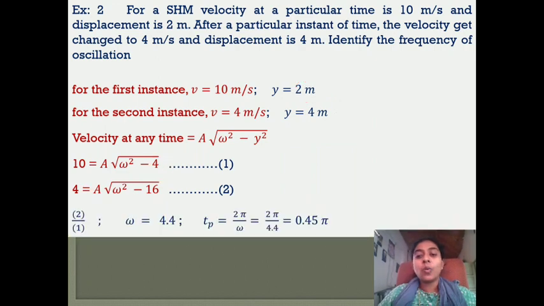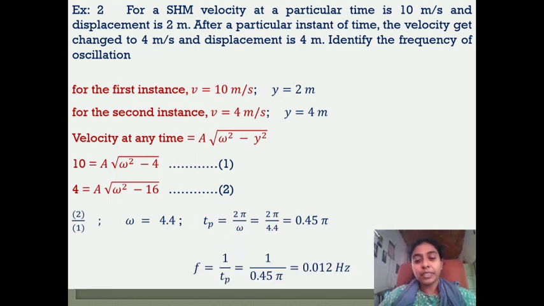Now we solve these two equations, equations 1 and 2, so 2 divided by 1. A and A get cancelled. The only unknown will be omega. So omega is equal to 4.4. Substitute omega is equal to 4.4 in the time period, that is 2 pi by omega. So you get 0.45 pi. Now your frequency f will be equal to 1 by Tp. So it is 1 by 0.45 pi, you get 0.012 Hz.